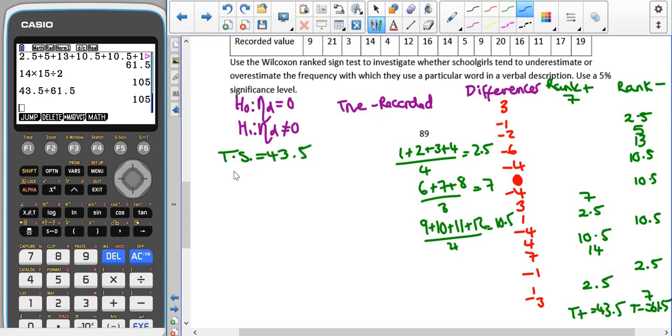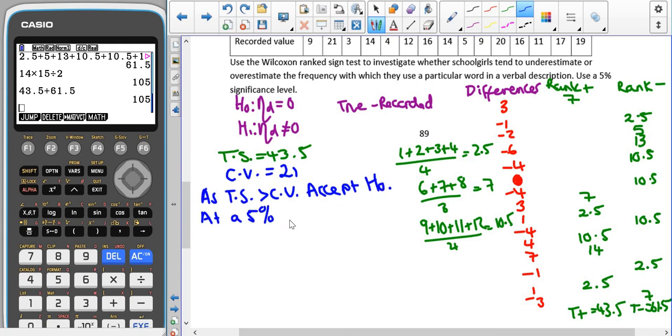Getting my critical value from the critical value book on page 25. So this time looking across from 2 tail, where it says 5%, going down to where it says 14. So 2 tail, 5% down to 14 gives me 21 as my critical value. So this time, as the test statistic is bigger than the critical value, we are going to accept H0 at a 5% significance level.